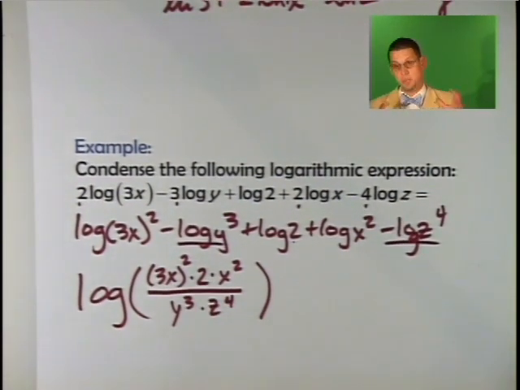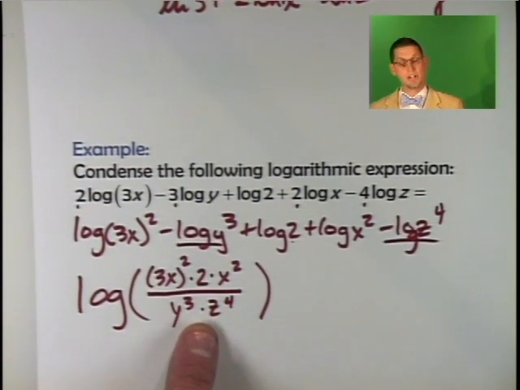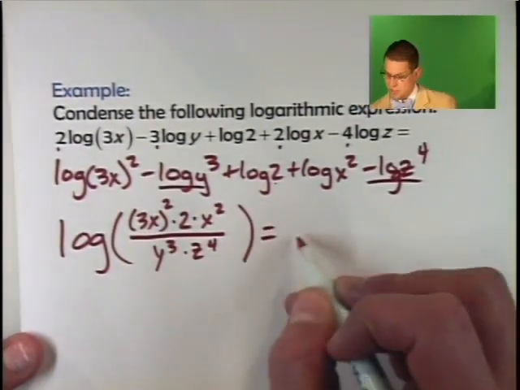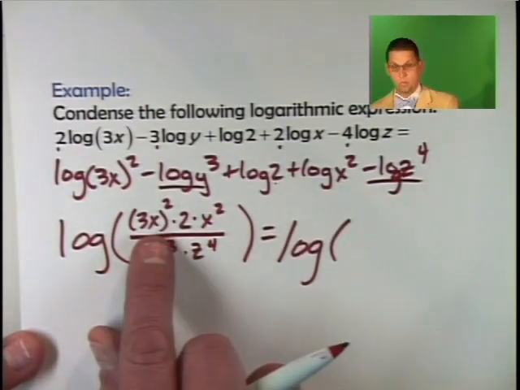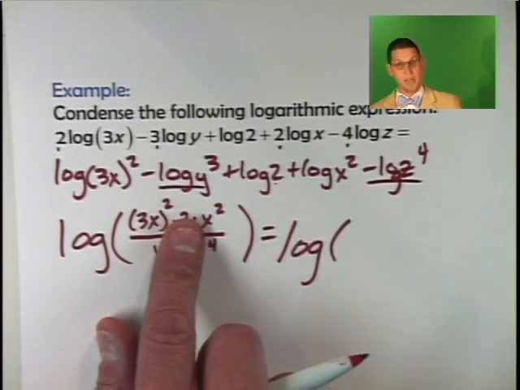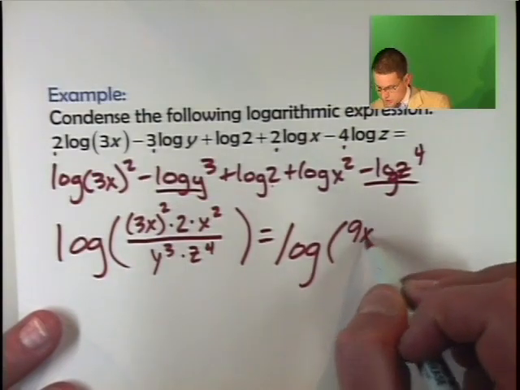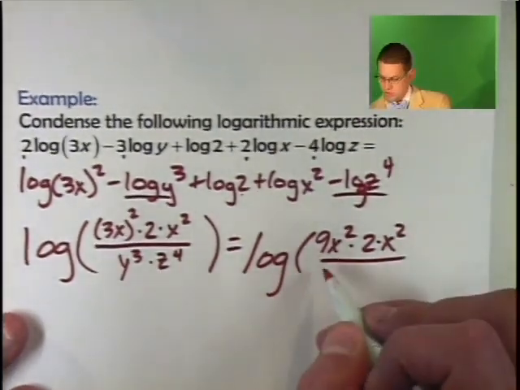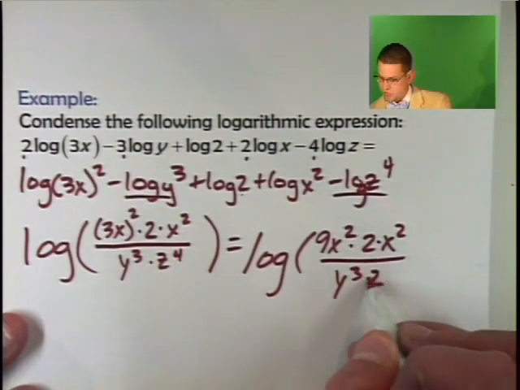Now what you've done there is you've effectively condensed it. But now you want to get inside there and try to see if you can simplify things, expand things out, divide out common factors, and all that good stuff. So let's see what that becomes. We get the log base 10. Well, 3x quantity squared is 3x times 3x, which is 9x squared, times 2 times x squared, all over y cubed, z to the 4th.